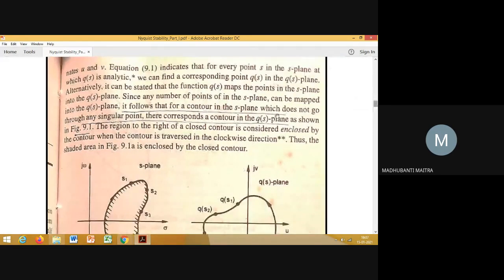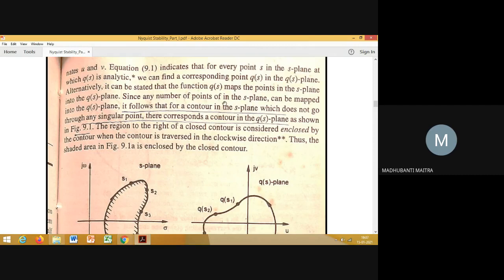Yes, ma'am. So applying the principle of argument, we'll have to find out this fact. The Q(S) plane coordinates are denoted by U and V. The previous equation indicates that for every point S in the S plane at which Q(S) is analytic, I have explained what is meant by analytic, we can find a corresponding point Q(S) in the Q(S) plane. Alternatively, it can be stated that the function Q(S) maps the points on the S plane onto the Q(S) plane.